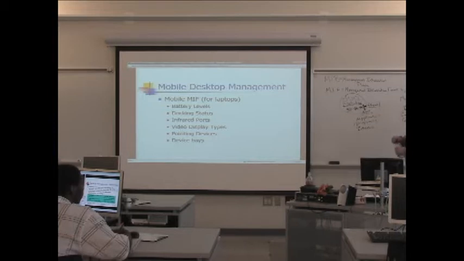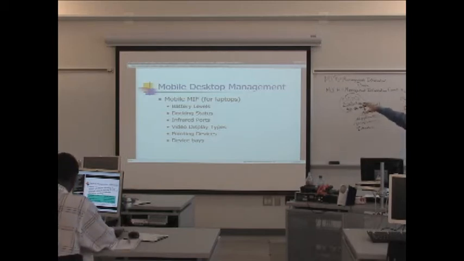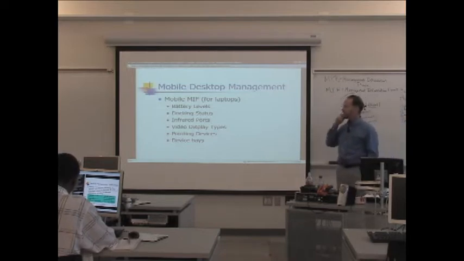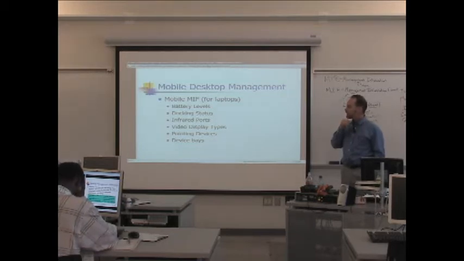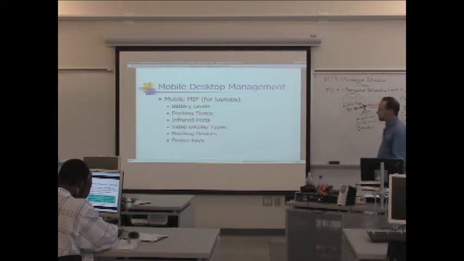So these are the categories that would be analyzed, the data that we want to track using our mobile MIF. So we're still talking desktop database format, MIF. So things like battery levels, docking status, infrared ports, video display types, pointing devices, and the device bays. So that's kind of looking at the hardware configuration as well as what their latest status is, especially with battery levels and docking status.